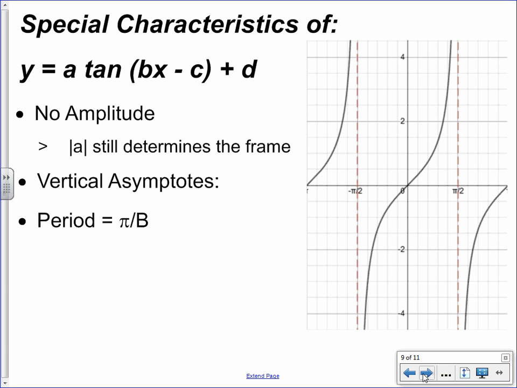Another thing I want you to note is that since the period of tangent is pi, we're going to calculate the period of other tangent functions using pi divided by b instead of 2 pi divided by b.